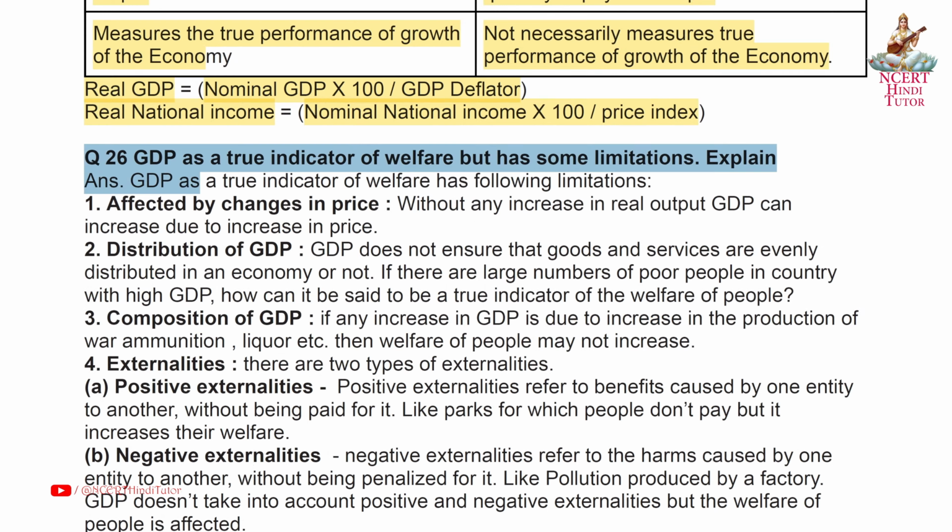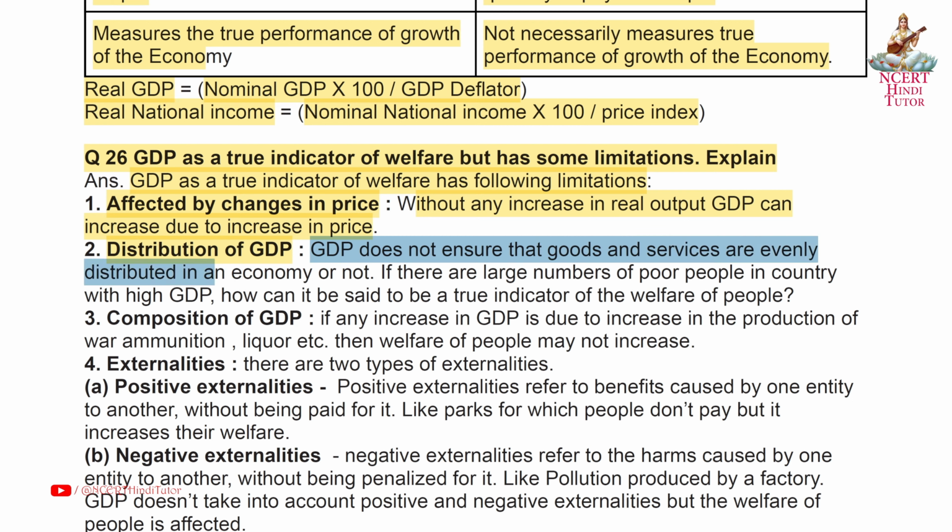Question 26. GDP as a true indicator of welfare has some limitations. Explain. Answer: GDP as a true indicator of welfare has the following limitations. First, affected by changes in price. Without any increase in real output, GDP can increase due to increase in price. Second, distribution of GDP. GDP does not ensure whether goods and services are evenly distributed in an economy or not.